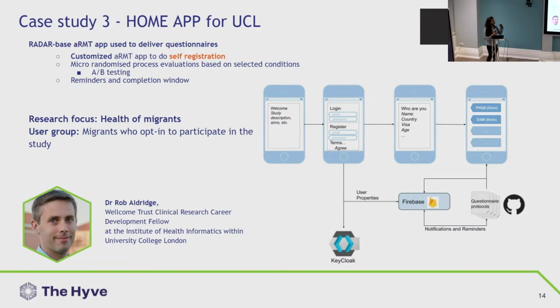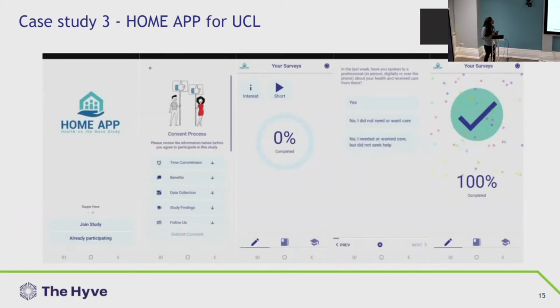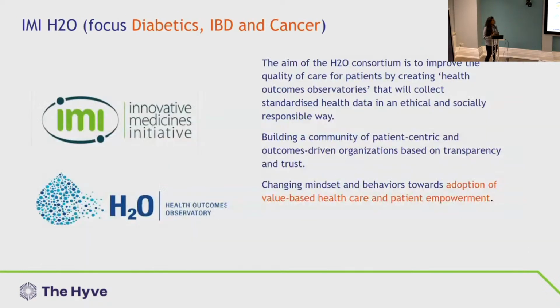In this case, one of the research questions they were looking into is also A/B testing, so running micro-randomized trials to see where you have more compliance. What would be the right timing to send reminders, what would be the right timing to send questionnaires and notifications, etc. So that's also one of the things that the platform allows. And here you can see the aRMT app was customized to fit the use case that they were looking into.